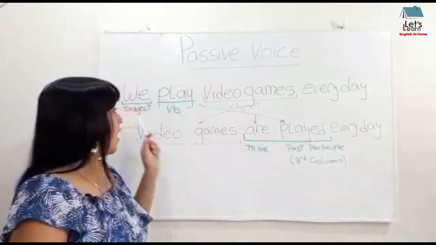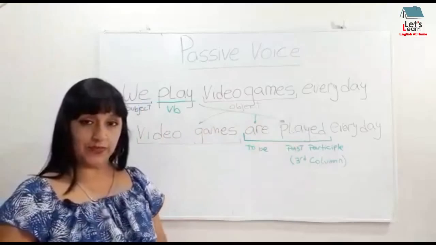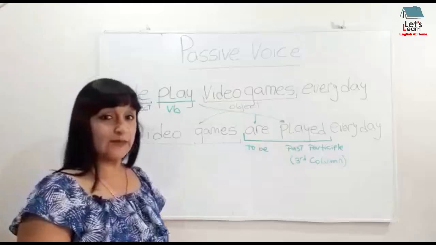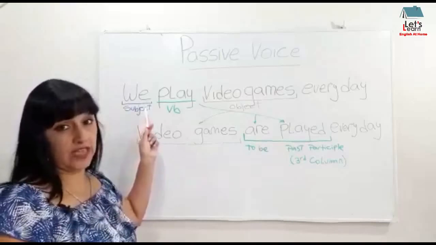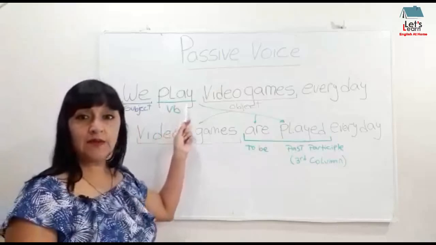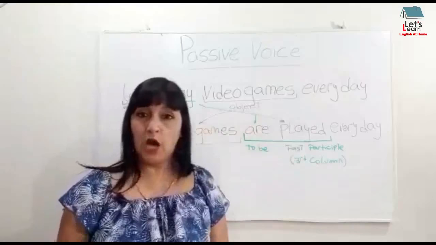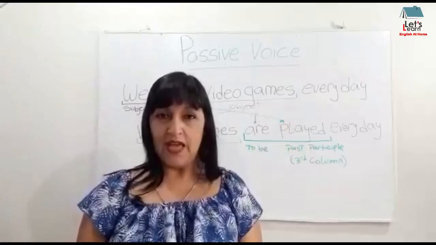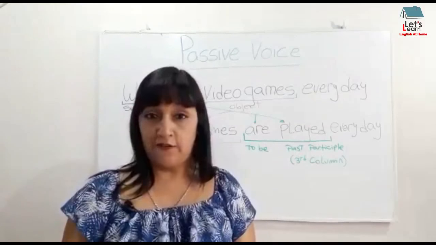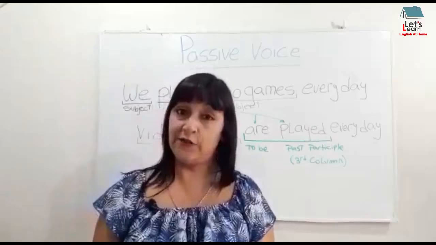Look, we play video games every day. Let's analyze this sentence. We is the subject or doer of the action. Play is the main verb. Video games is the object. Every day is the time reference. That is active voice. What happens if we want to transform that into passive voice?